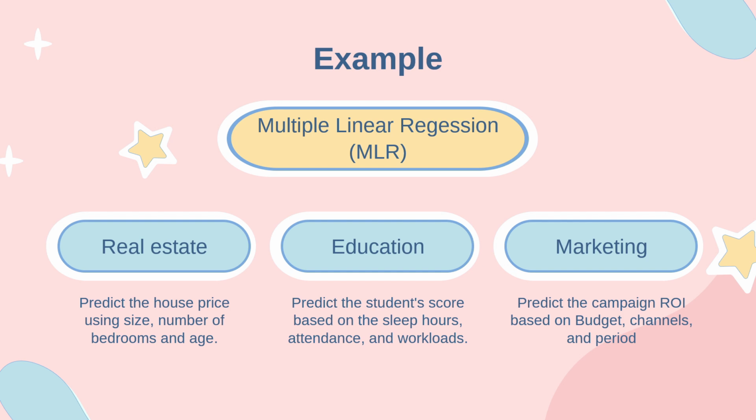You can predict the house price using the area, number of bedrooms, and the age of the house. In education, you can predict the student score based on sleeping hours, attendance, or workload. In marketing, you can predict the campaign return on investment based on the budget, channels, and the period.